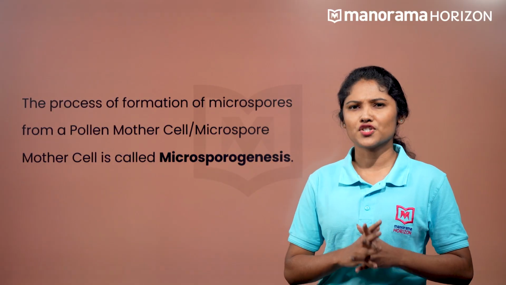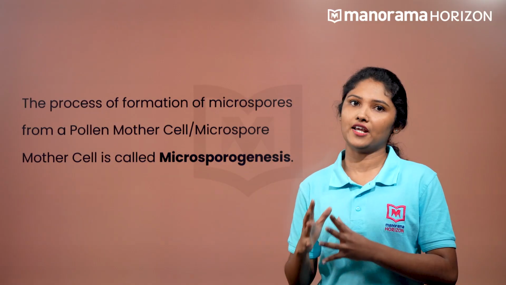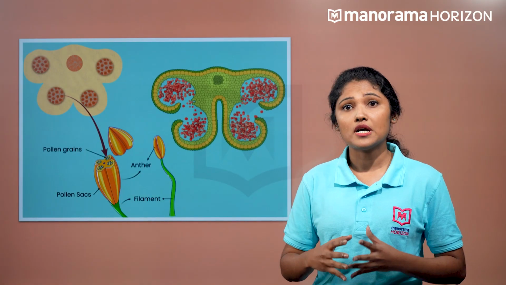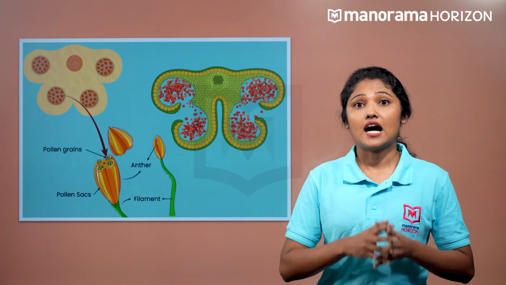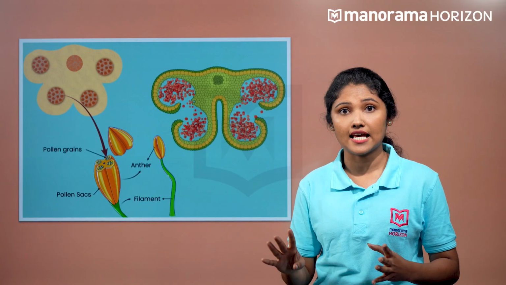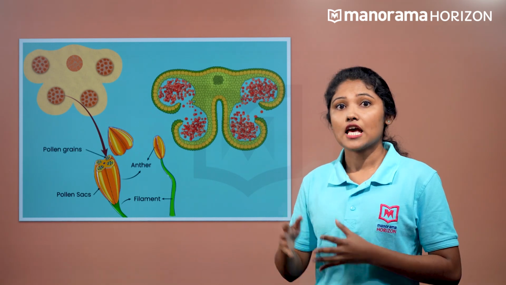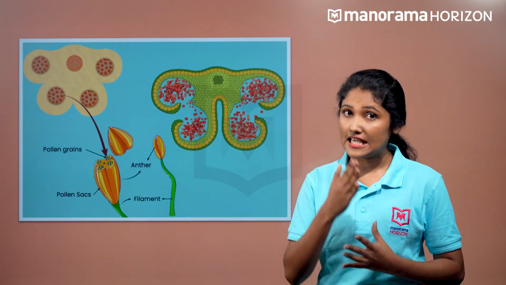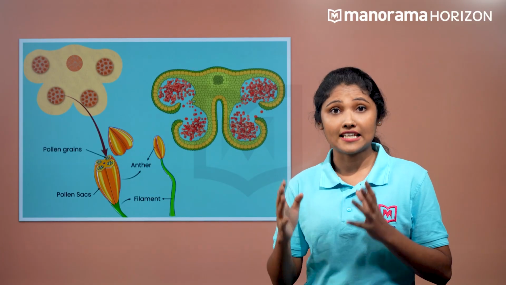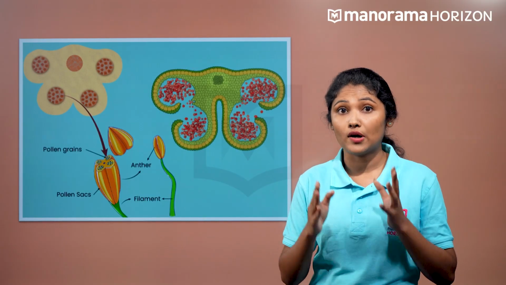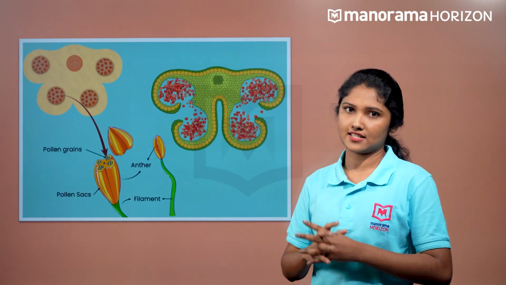The process of formation of microspores from a pollen mother cell or microspore mother cell is called microsporogenesis. So, what are these microspores? They are the pollen grains. So, let us now check the further development process. Microspores are arranged in a cluster of 4 cells, the microspore tetrad. When the anther matures, microspores dissociate from each other and develop into pollen grains. When the anther dehisces, several thousands of pollen grains present inside each microsporangium are then released.